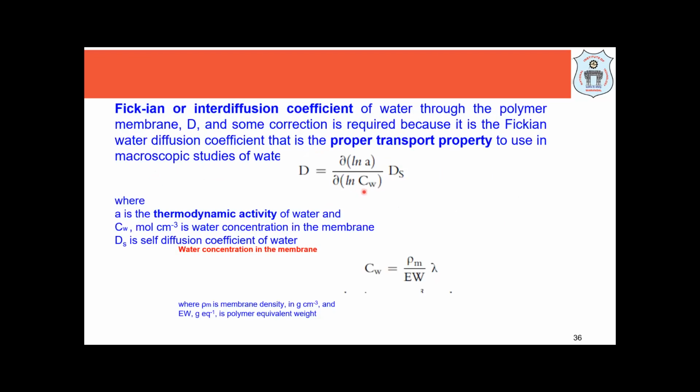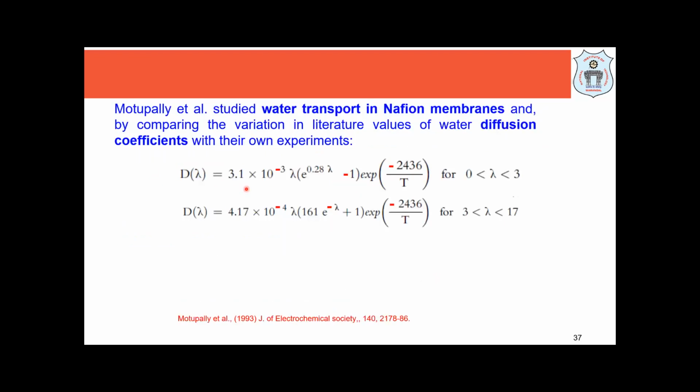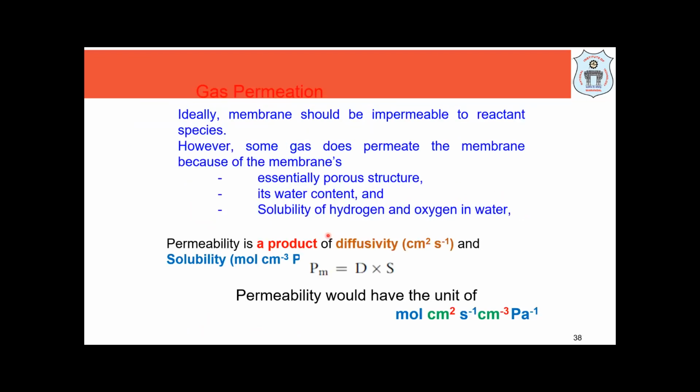There are reports which show the D lambda value, that is, the diffusivity of water. For water transport in Nafion membranes, we have two expressions. If the lambda value is 0 to 3, we make use of this equation. If the lambda value ranges from 3 to 17, we make use of this second equation, as a function of temperature. These are taken from literature by Motupally et al. This is how the diffusivity coefficient is determined as a function of temperature, once the lambda value is known.